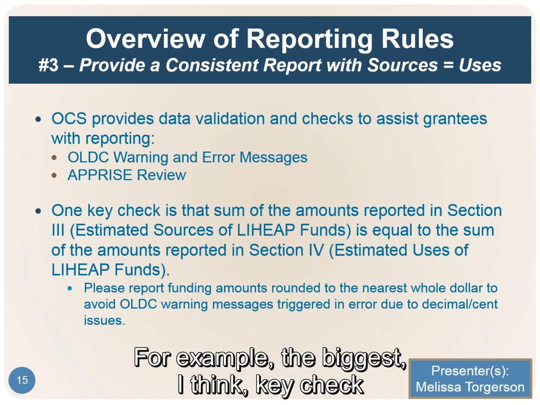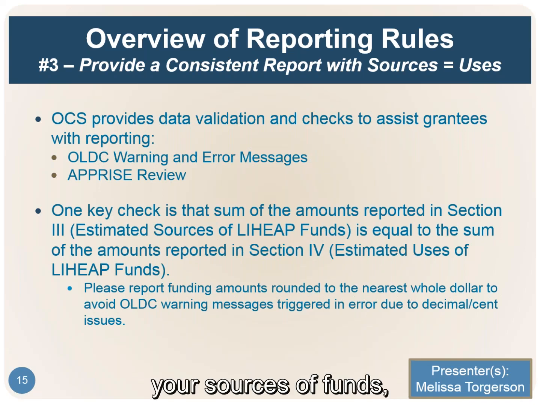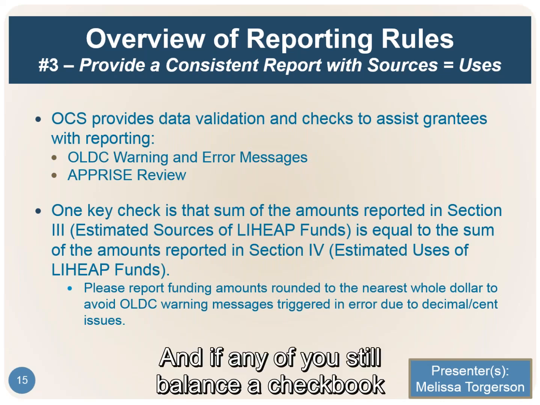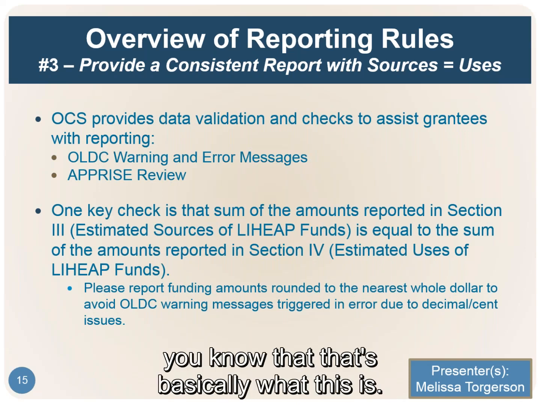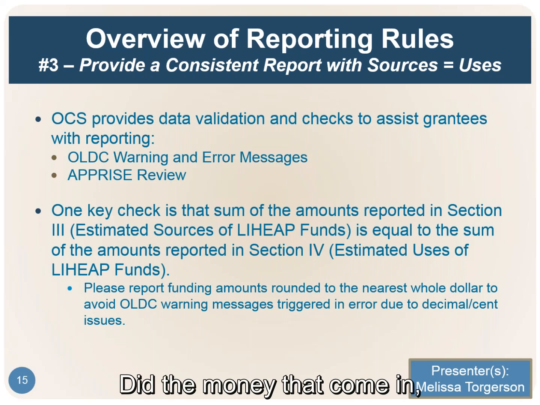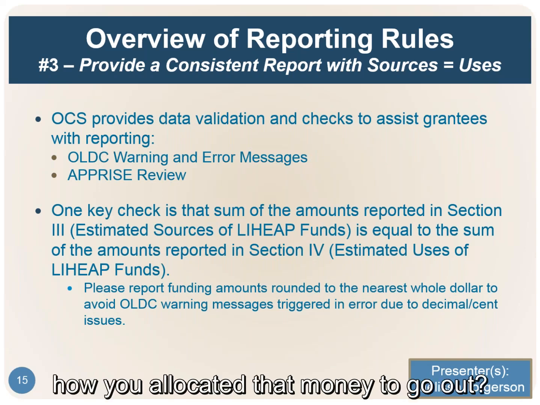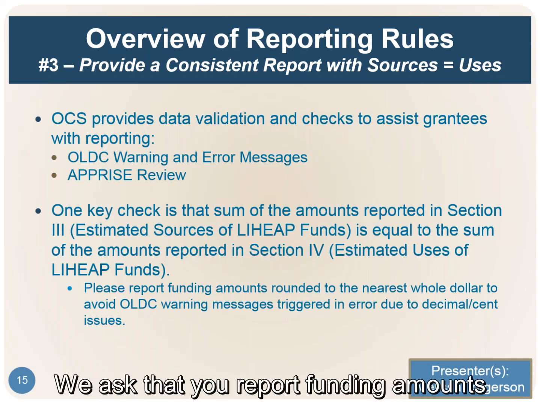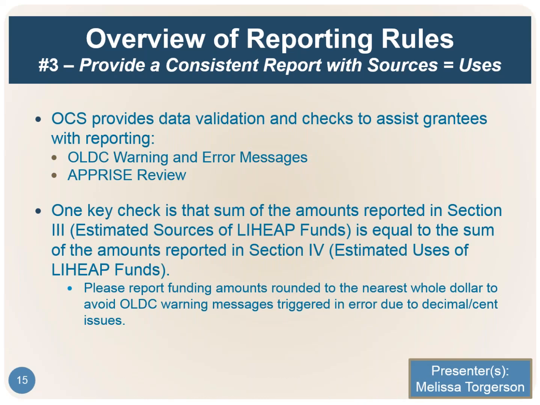For example, the biggest key check is that the sum of amounts reported in Section 3, your sources of funds, equal the sum of amounts reported in Section 4, your uses of funds. And if any of you still balance your checkbook with all the online banking going on, you know that's basically what this is. Did the money that came in, how did you use the money that came in, and can you accurately report how you allocated that money to go out? Here's something in the weeds: we ask that you report funding amounts rounded to the nearest whole dollar to avoid OLDC warning messages.